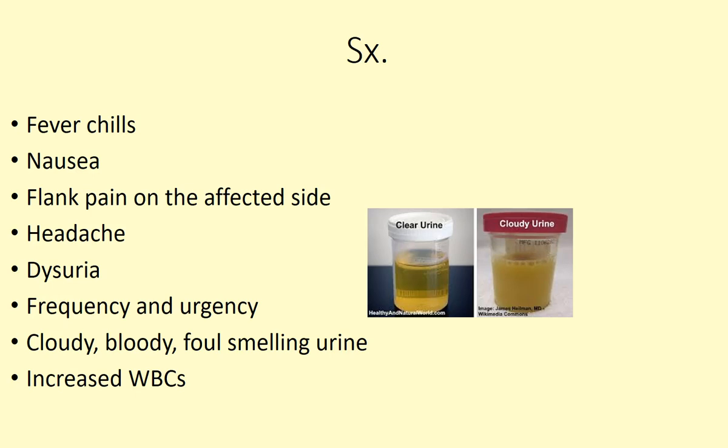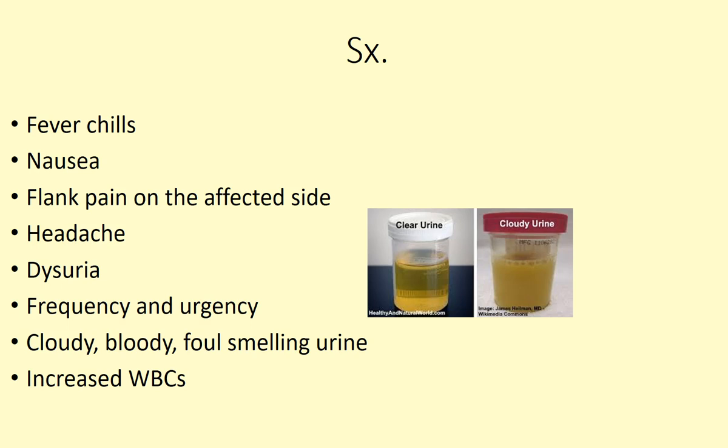So, symptoms of pyelonephritis, we've got fever and chills because that's a sign of infection. We've got nausea. You've got definitely flank pain on the affected side. You'll have a headache, dysuria, frequency and urgency, cloudy, bloody, foul-smelling urine, and increased white blood cells. So for the symptoms, it seems to be pretty easy in the sense that, again, the fever and chills is from the infection. Increased white blood cells is because of infection.